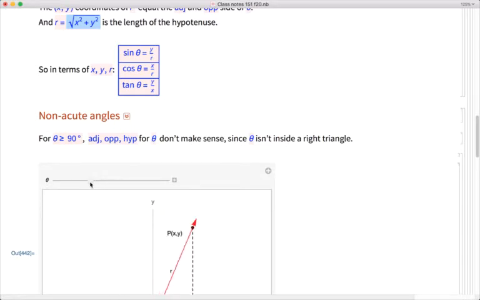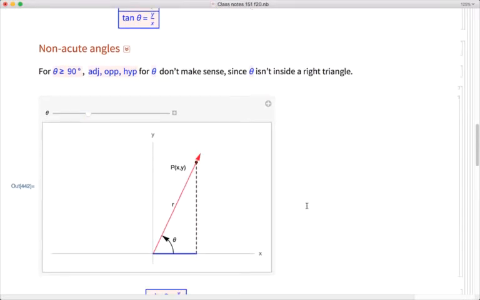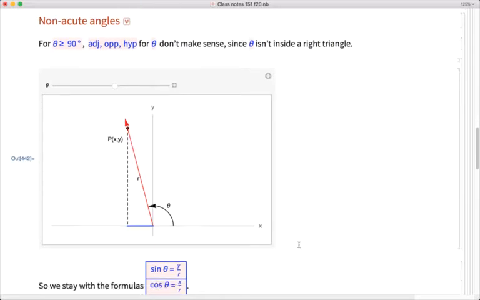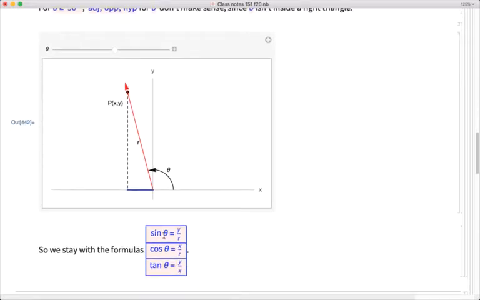Okay, so with that change, now we're ready to talk about what happens when the angle is no longer acute. This is the picture that we were just looking at above, and now with the little slider here, we're going to let theta, which is currently less than 90, go above 90. When theta goes above 90, the first thing you notice is that this angle theta is no longer inside a right triangle, and that's why we need some other kind of definitions for the trig functions of this angle theta.